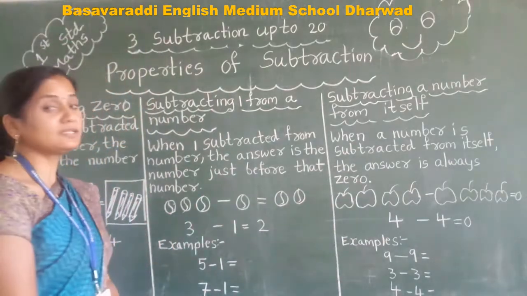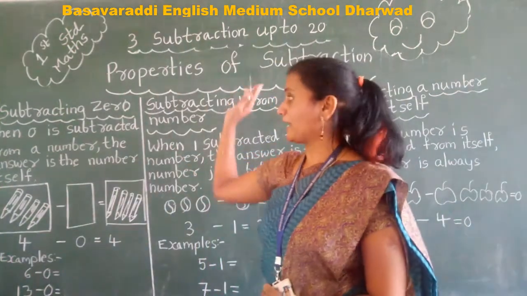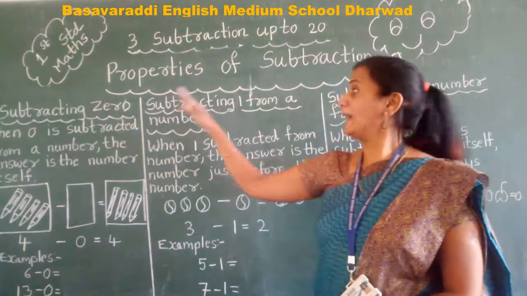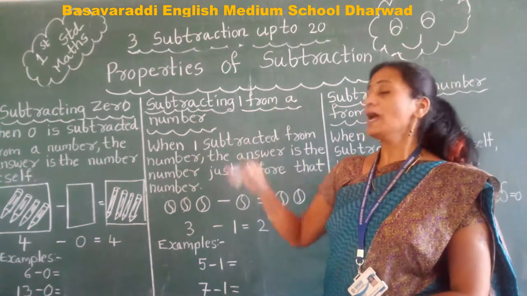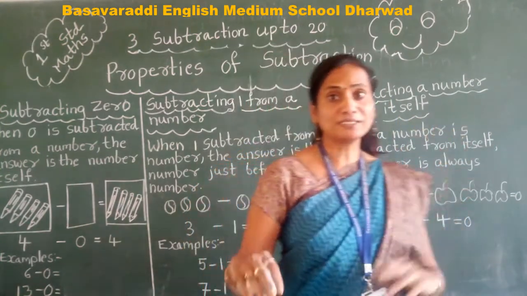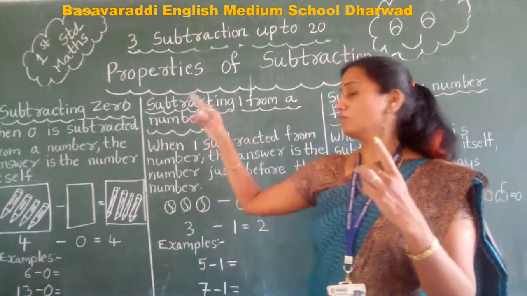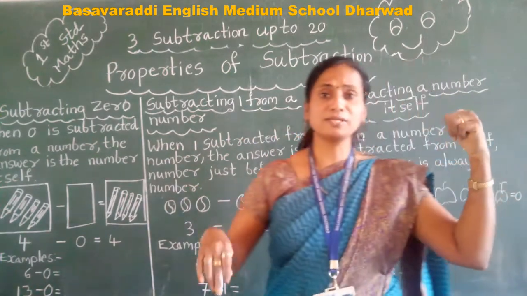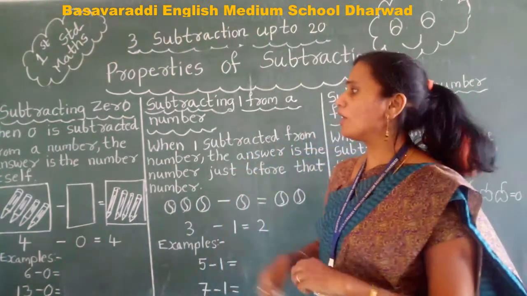Subtraction. We are learning subtraction up to 20. The properties of subtraction: subtracting 0, subtracting 1 from a number, and subtracting a number from itself. Here, in the first standard, there are 3 properties coming. One is the 0 property, another one is subtracting 1, and another one is subtracting the number from itself. So let us remove all this.